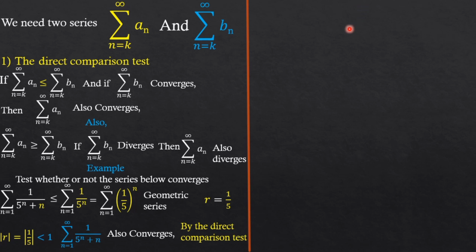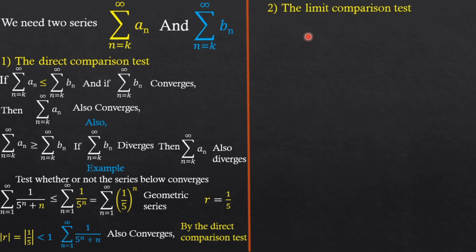All right. So guys, this is a version of the comparison test, namely the direct comparison test. Let's now go ahead to look at the limit version of the comparison test. Great. Then we shall draw some analysis. All right. So guys, that's the limit version.